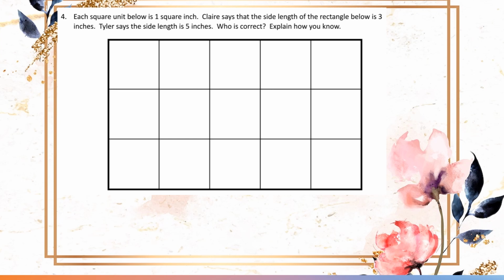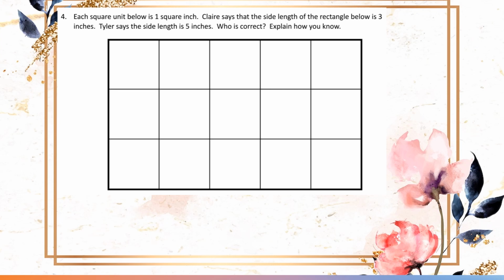Let's take a look at number 4. Number 4 says each square unit below is 1 square inch. Claire says that the side length of the rectangle below is 3 inches. Tyler says the side length is 5 inches. Who is correct? Explain how you know.